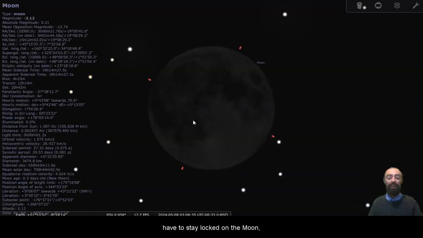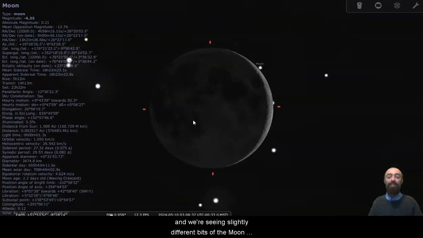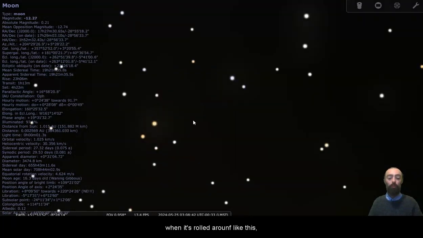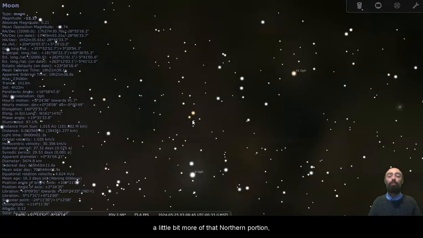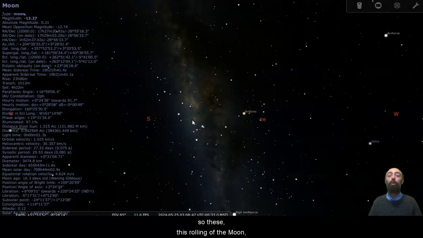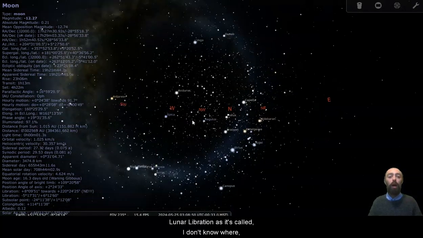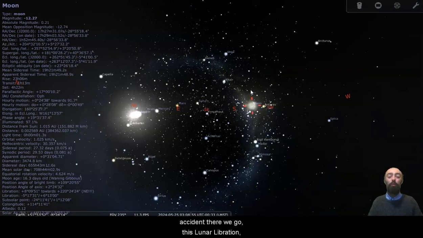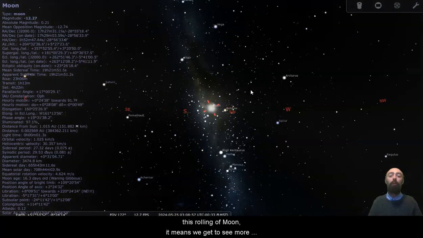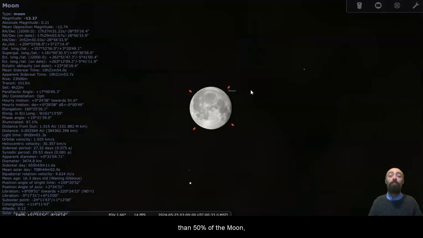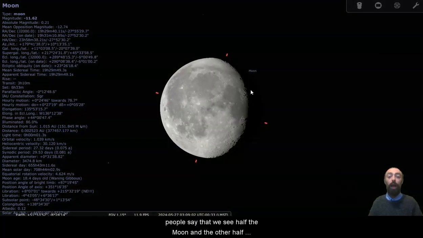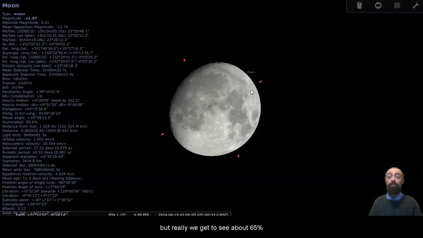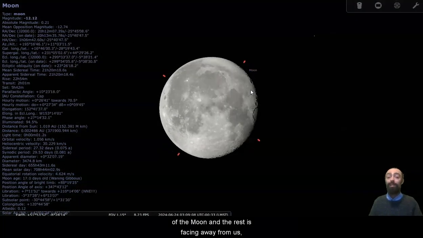Oh, have to stay locked on the moon. And we're seeing slightly different bits of the moon when it's rolled around like this, a little bit more of that northern portion. So this rolling of the moon, lunar libration as it's called, I don't know where. Oh, I got rid of the moon by accident. There we go. This lunar libration, this rolling of the moon, it means we get to see more than 50% of the moon. People say that we see half of the moon and the other half is facing away from us. But really, we get to see about 65% of the moon and the rest is facing away from us.